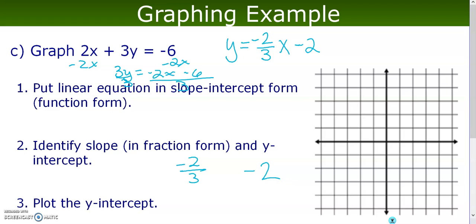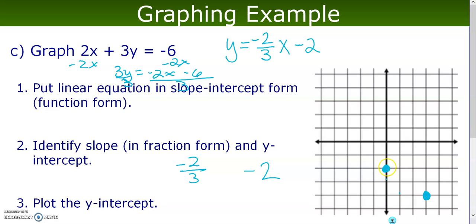So I'm going to first plot my y-intercept. And now I use the slope to rise negative 2. So if the top was negative, I'm going to actually drop down 2 spaces. But the run was positive 3, so I'm going to go to the right, 1, 2, 3.